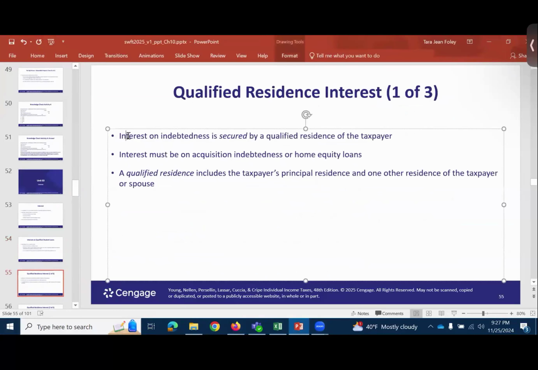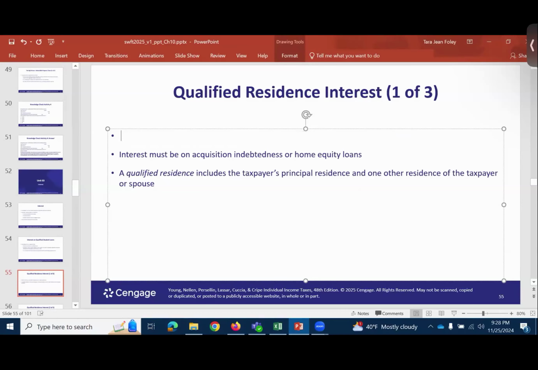Qualified residence. Interest on indebtedness is secured by a qualified residence of a taxpayer. What does that mean? When you got the loan from the bank, you're indebted to the bank. It means you're in debt. You owe them money. You're in debt, indebtedness. It's secured by the residence of a taxpayer.